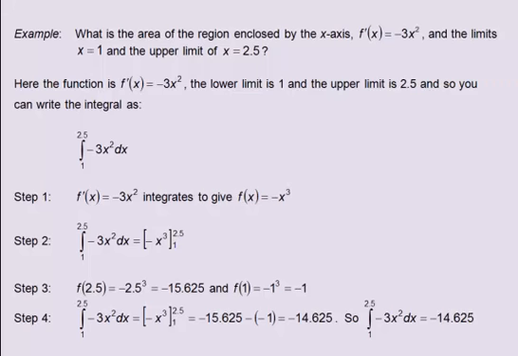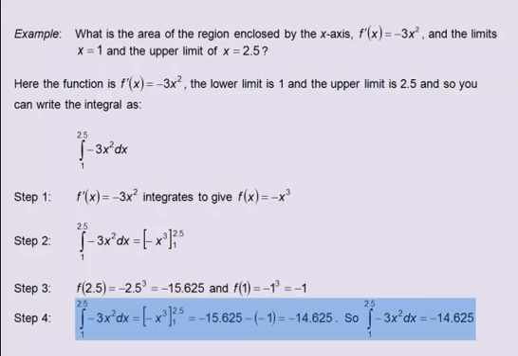Step 4. The integral between 1 and 2.5 of minus 3x squared dx equals minus x cubed evaluated between 1 and 2.5, which equals minus 15.625 minus minus 1, which equals minus 14.625.